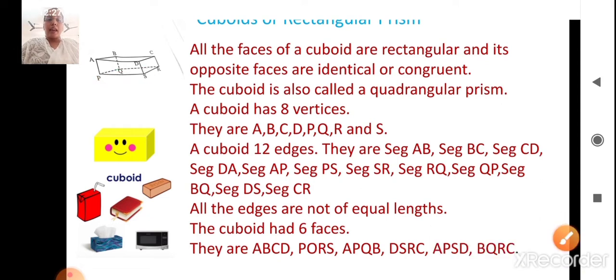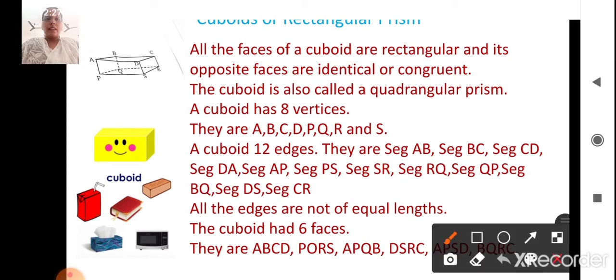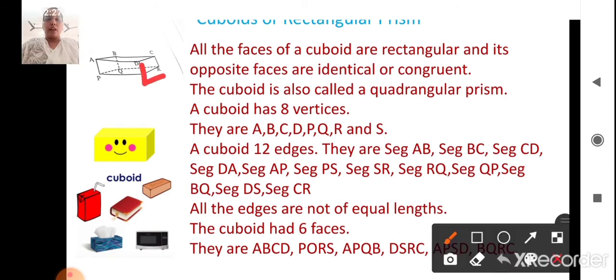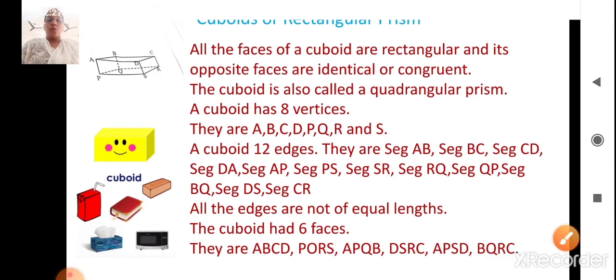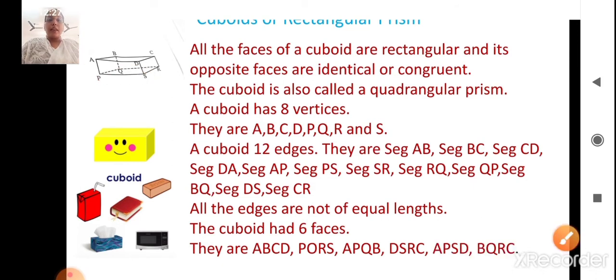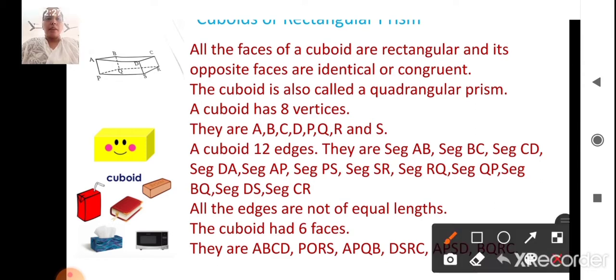Next is A, P, Q, B. Let us see which one is A, P, Q, B. See this one, A, P, Q, B. And then the opposite one, D, S, R, C. This one, D, S, R, C. 2 more faces left, children. A, P, S, D. I'll mark it again for you. A, P, S, D. The down one, A, P, S, D. And the last one is B, Q, R, C. Let me mark it. B, Q, and R and C.